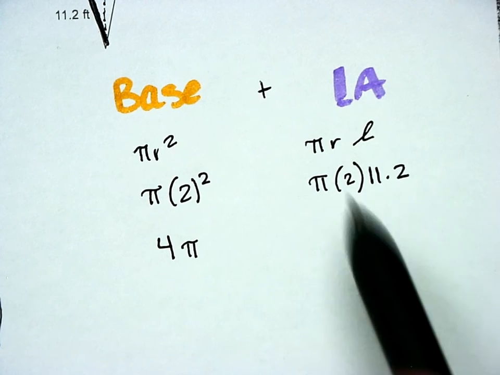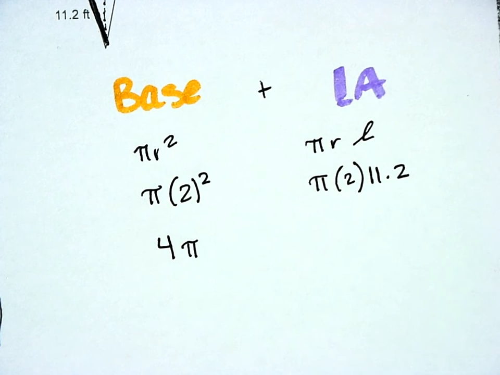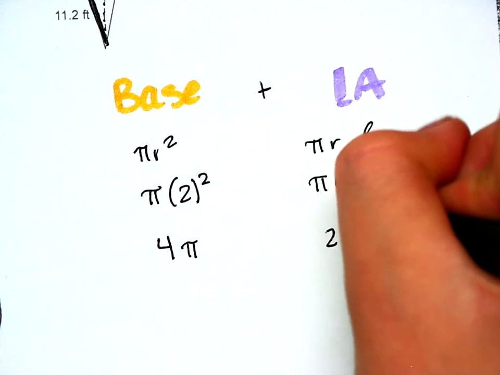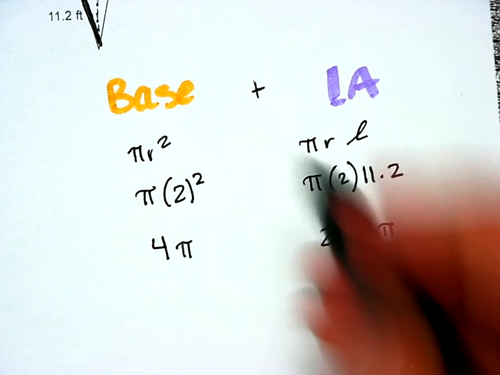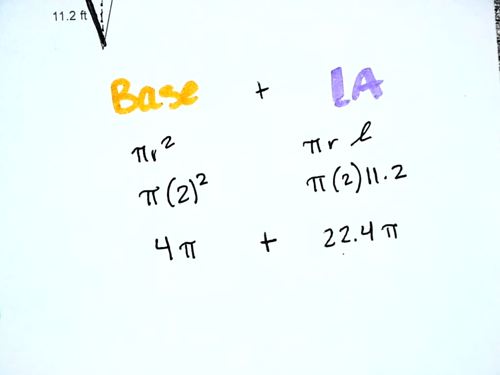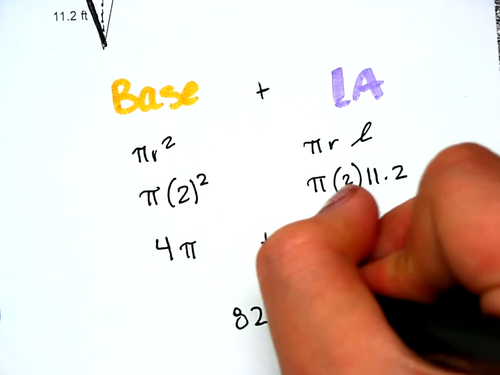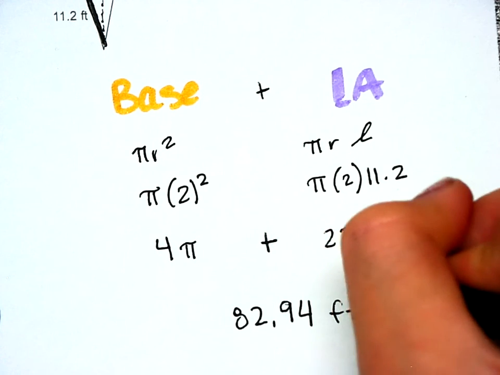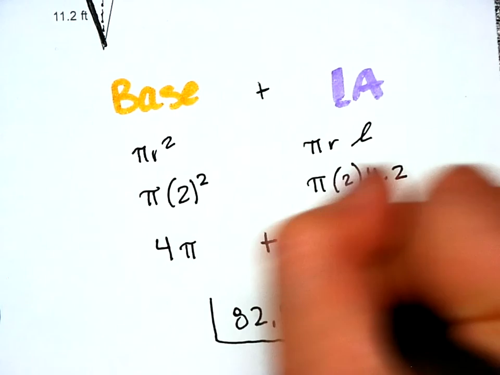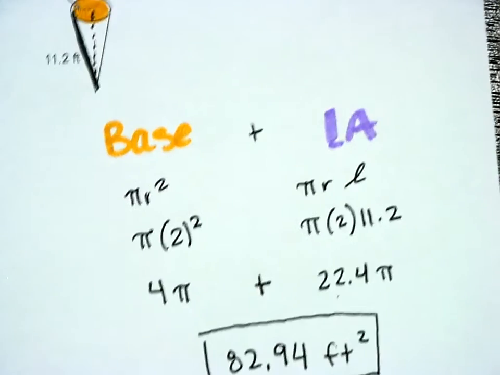Okay, so I just need to multiply these. So 2 times 11.2, that's 22.4 pi. Okay, so I'm going to add these two together. Times pi plus 4 pi. Okay, and my total answer is 82.94, and it is feet squared this time. Again, we're rounding to the nearest hundredth if we can.